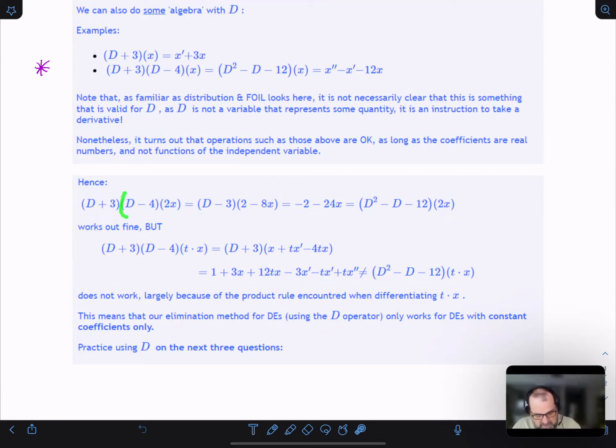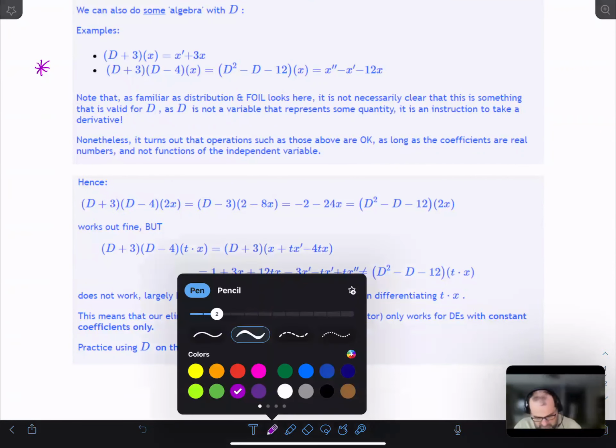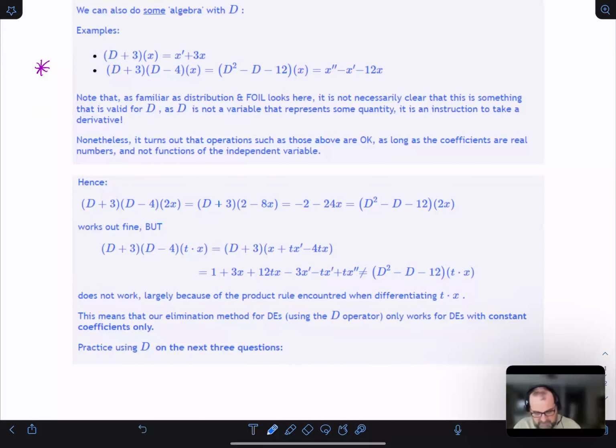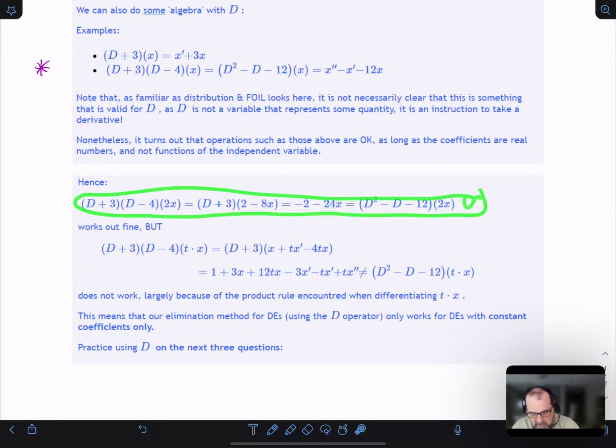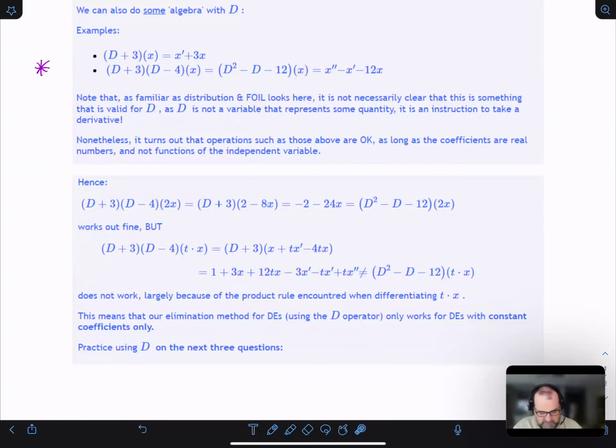I can do D minus 4 acting on 2x first, and then D plus 3 acting on the result. The D plus 2 there should be a typo; this should be D plus 3. This should work by either doing them one by one or by foiling it out and doing it all at once. This works out fine in this one because there are no independent variables present.